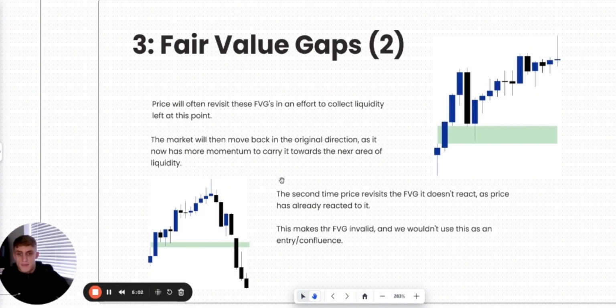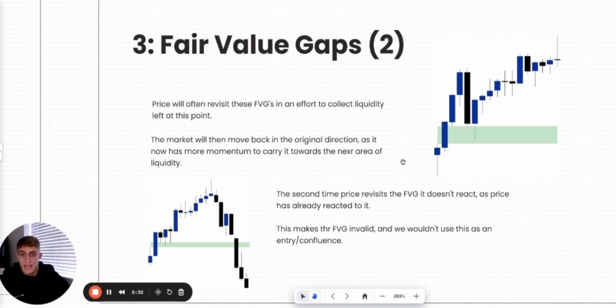Price will revisit this. There's often liquidity in these fair value gaps. So price is always moving towards some sort of liquidity. It surged up, it went back, filled the inefficiency left by the fair value gap, and it is now continuing its surge for a higher price. So as it's going up, price will retrace back into the fair value gap, pick up the liquidity, fill in the inefficiency, and use this as momentum to fuel the bullish push.